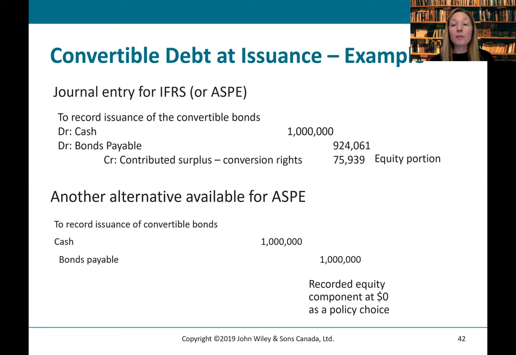You could record the same entry under ASPE, or ASPE could also decide to value the equity component of this instrument at zero. So therefore it could just record the entire bond payable at $1 million. That is an accounting policy choice that is permitted under ASPE, not permitted under IFRS. IFRS requires us to value the debt first and then allocate the residual value to the equity component.